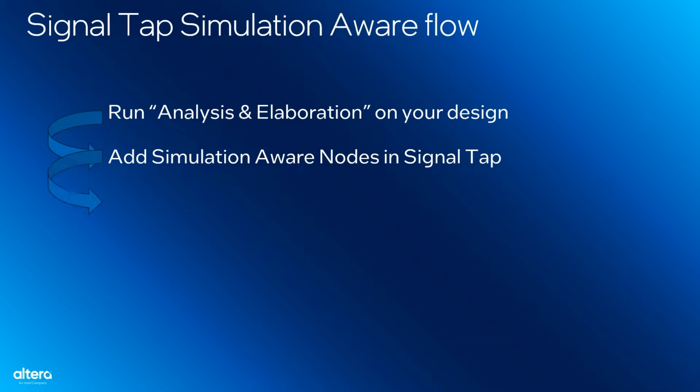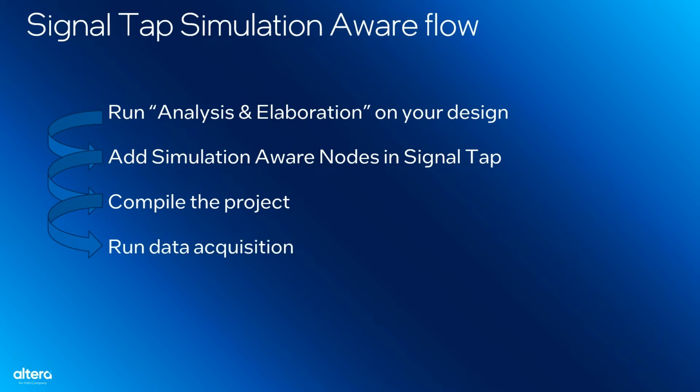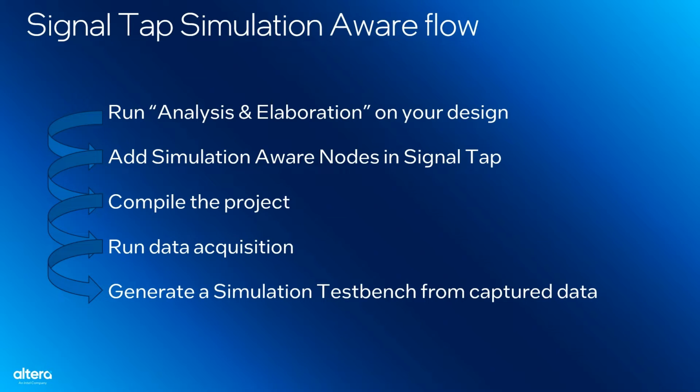After setting SignalTap and compiling the design, run Data Acquisition. Finally, generate the simulation test bench with the acquired data and run the simulation with your preferred RTL simulation tool.